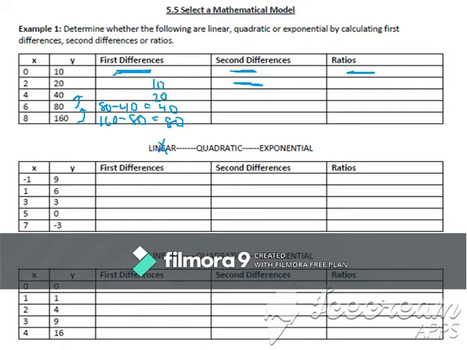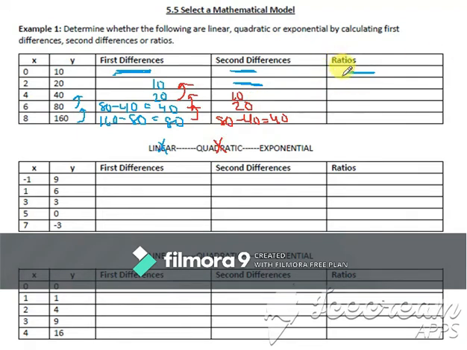I'll change the color. Okay, now second differences, we go up the first differences column. 80 minus 40, I get 40. Okay, 40 minus 20, 20 minus 10. Okay, these are not constant, so it's not quadratic.